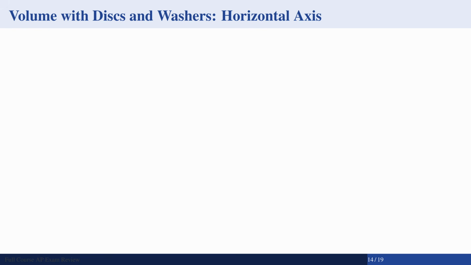Okay, the related topic that people are pretty afraid of for absolutely no reason is volume with disks and washers, or volumes of revolution is how I talk about them. We're going to talk about a horizontal axis first because that is by far the most common. So if you're going around a horizontal axis, like for example the x-axis, or y equals -12 or whatever, you're going to use dx.